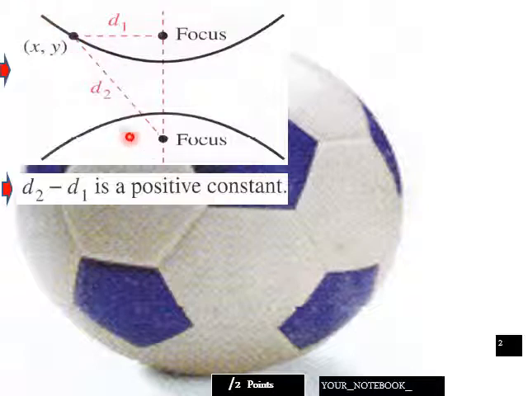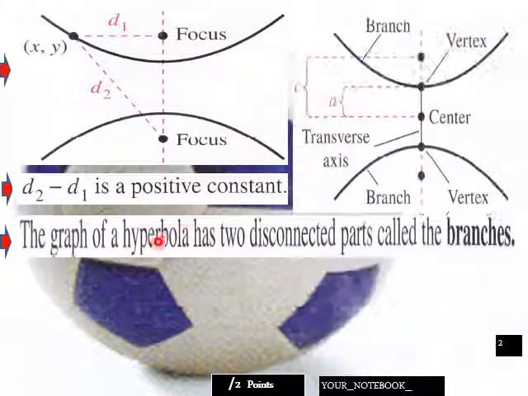Here's an example of a focus. We have one focus here, and here is our second focus. Then the distance d2 minus the distance d1 would be a positive constant for all of the points on your hyperbola.